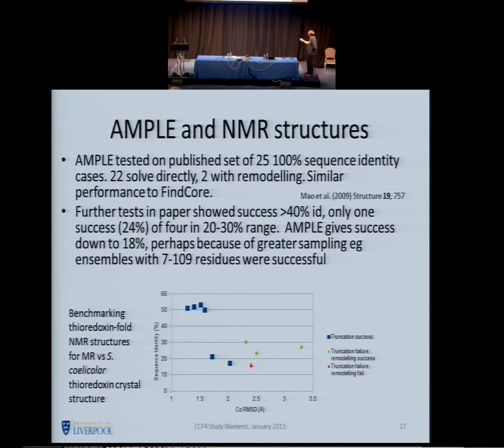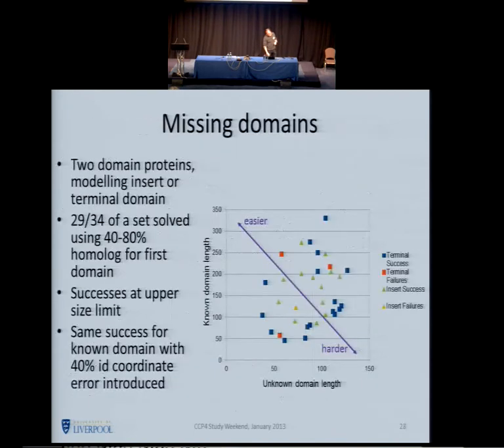In the paper, they went down to the harder cases, less than 20 to 30% range, but with limited success. Although it's early days, we've benchmarked AMPLE against a bunch of thioredoxin fold structures, and we seem to have much more success in that low sequence identity, high RMSD territory than FindCore does. So early days, like I say, but I think we've almost stumbled across by accident something that works with NMR structures just as well as this specialized tool that's out there does.